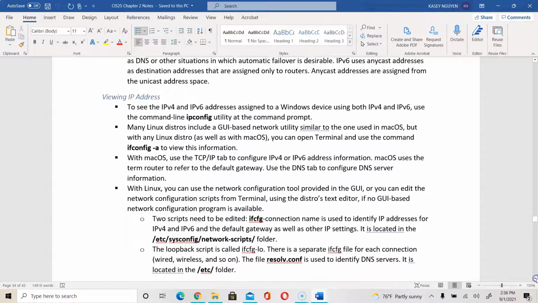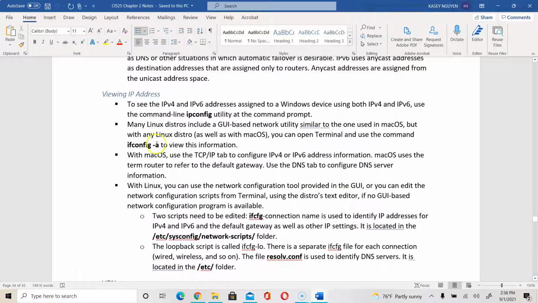In Linux, you would use ifconfig, and ifconfig is similar to ipconfig in Windows, and you would be able to identify the inet address on the Linux operating system.